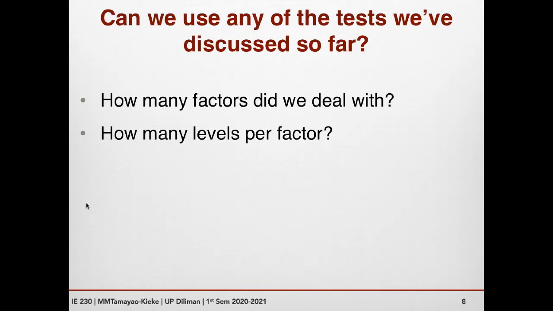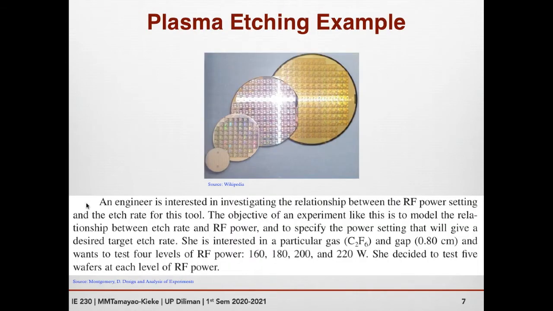So, question: can we use any of the tests we've discussed so far? What do you think? Alright, so to help you answer this, you have to be able to identify how many factors did we deal with in our previous tools? You're right. We only dealt with 1 factor. Now, how many levels per factor? Again, you're right. We only dealt with 2 levels so far. Now, in this experiment, you can see here that we also have 1 factor, and that is what?